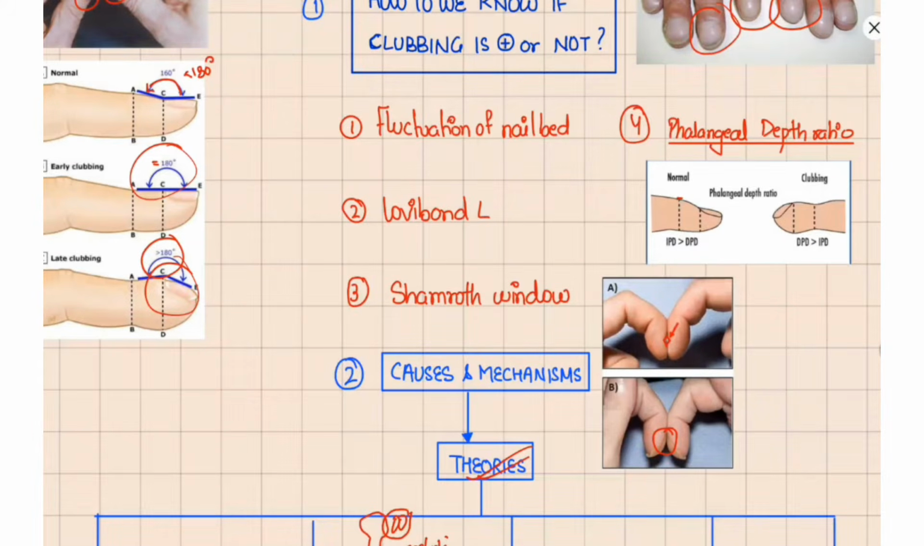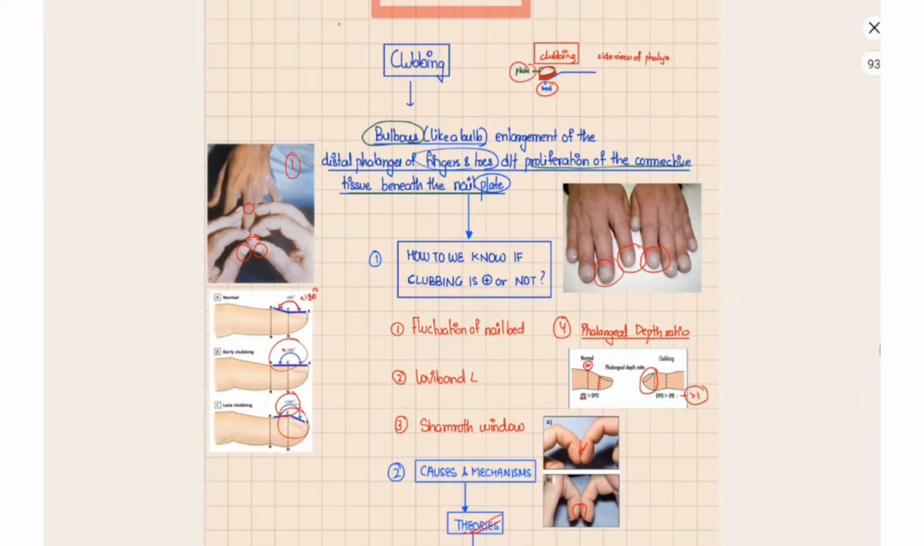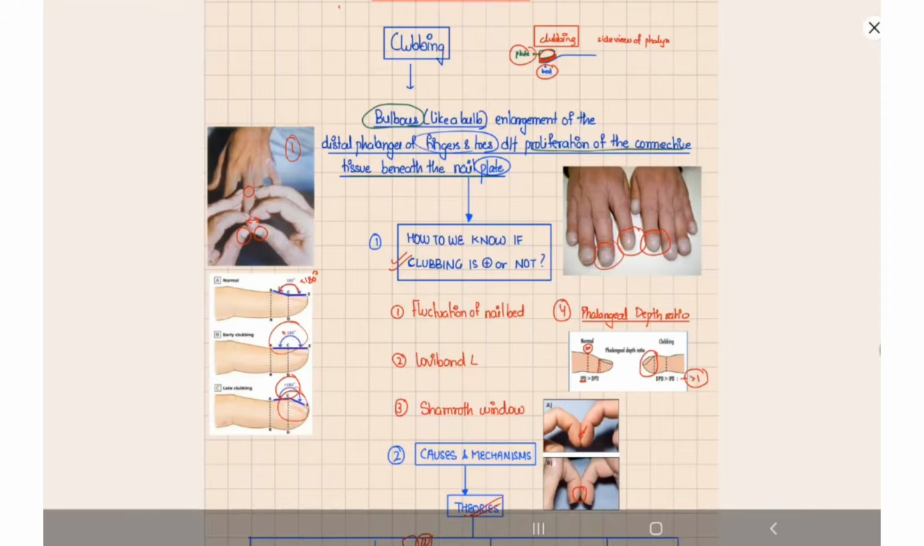And the last one is the phalangeal depth ratio. Normally if you measure the side length at the level of the distal interphalangeal joint and the side length at the level of the root of the nail, the interphalangeal depth is more than the distal phalangeal depth at the level of the root of the nail plate. Whereas in case of clubbing, due to increased proliferation, the distal phalangeal depth becomes more than the interphalangeal depth, that is, the ratio becomes more than 1. So these are the different ways in which you can know whether clubbing is present or not.